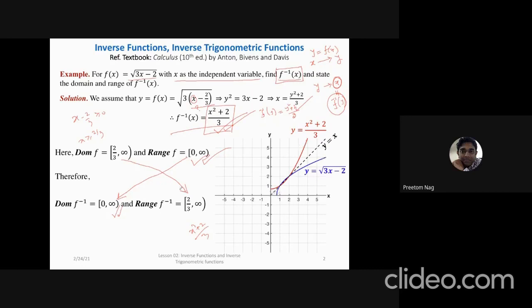But if you look here, x square plus 2 by 3, the graph, if I draw it, will have a right side and a left side, right? But here we are omitting and avoiding the left side, because the domain is only given by 0 to infinity. And if you look carefully, both graphs are reflecting each other about the line y equal to x. Okay, so that is all about this example. If you have any questions, you can ask me.